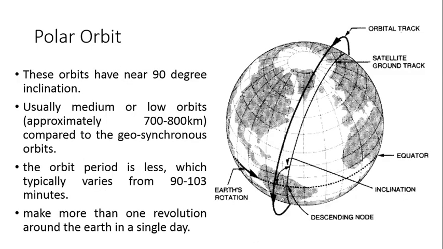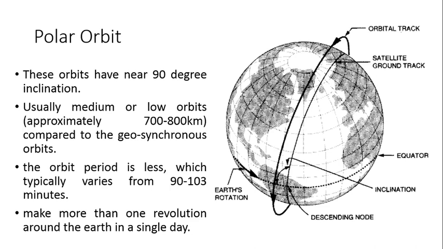Next comes the polar orbit. The first and most important thing is that this orbit has a 90-degree inclination, which we have already studied, as inclination is one of the characteristics of an orbit. Polar orbits are usually medium or low orbits, and their height is approximately 700 to 800 kilometers compared to the geosynchronous orbit.